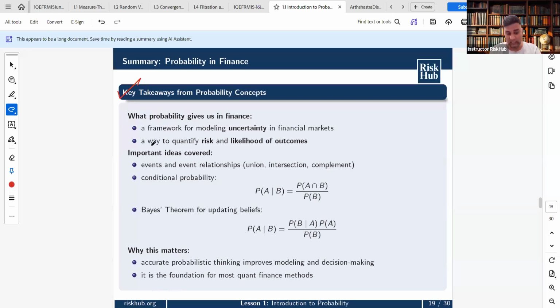We understood the events, then we understood the conditional probability, right? Very, very well. Then it moved to Bayes theorem, right? And that leads to decision making and quant finance, right? So very simple. It's a repetition. Why does this matter? Because accurate probabilistic thinking improves modeling and decision making. It is the foundation of most quant finance models or methods.